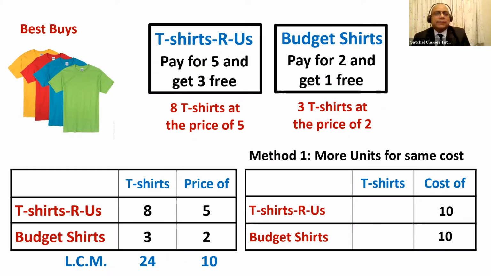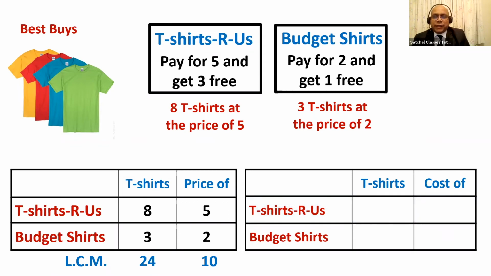In the first case, you're getting 8 T-shirts for the price of 5. So if I double it, for the price of 10, I'll get 16 T-shirts. In the second case, Budget Shirts, you're getting 3 T-shirts for the price of 2. If I make it 5 times, I'll get 15 T-shirts for the price of 10. Which one are you going to get a better deal at? For the same price, in the first case, you're getting 16 T-shirts as against the second one where you're getting only 15. Clearly, the first one is a better deal.